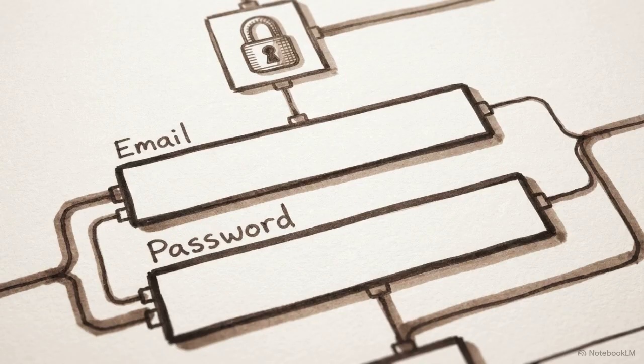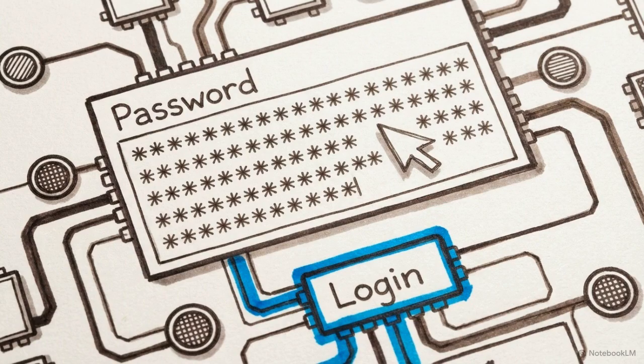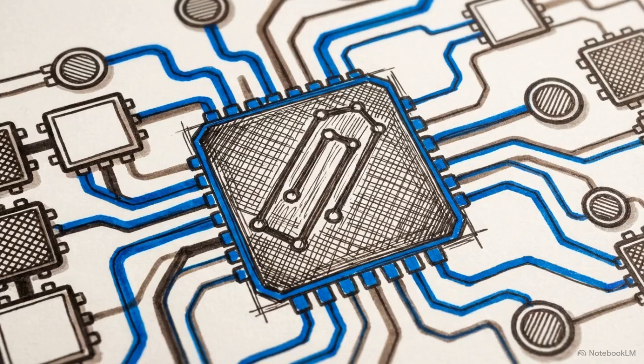Before we can access the platform, we need the auto-generated login credentials. In your server dashboard, open the environment variables for your Docker project and copy the string labeled admin password. Click the link provided by your host to open the Paperclip web interface and log in using your email and that copied password. Now we give the company its intelligence.